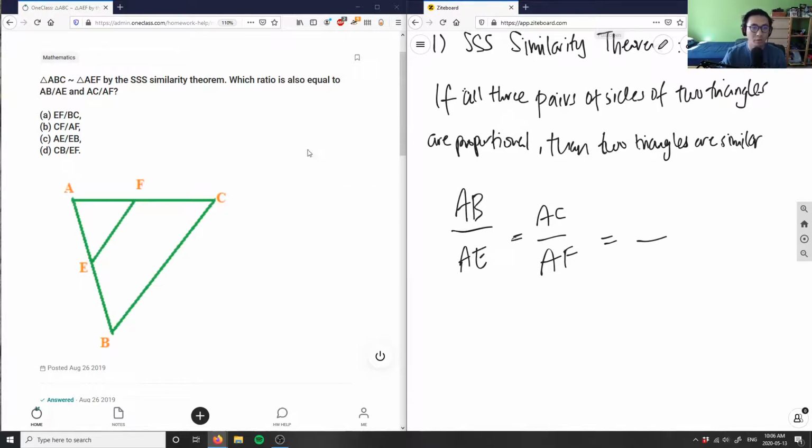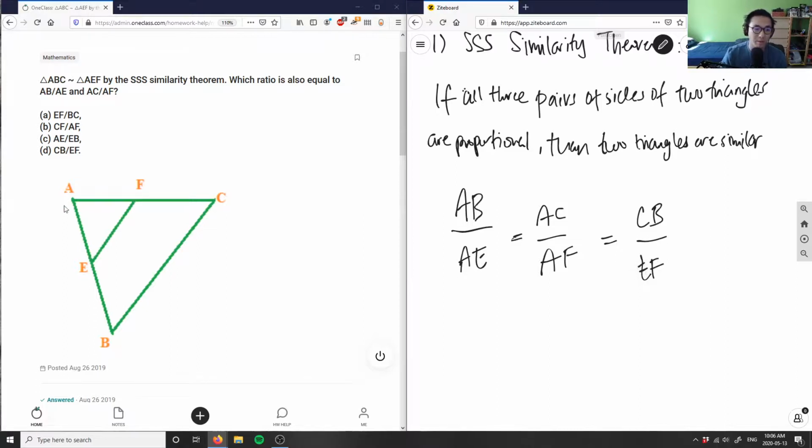What we want to know is which ratio is also equal to these. It has to be a ratio of this last side, right? If all three pairs of sides of two triangles are proportional, then the triangles are similar. Since I already have ratios for two pairs of sides, I need a ratio to cover the last pair, the bigger side first over the smaller side. The answer would be CB, the longer side, over EF, the smaller side.